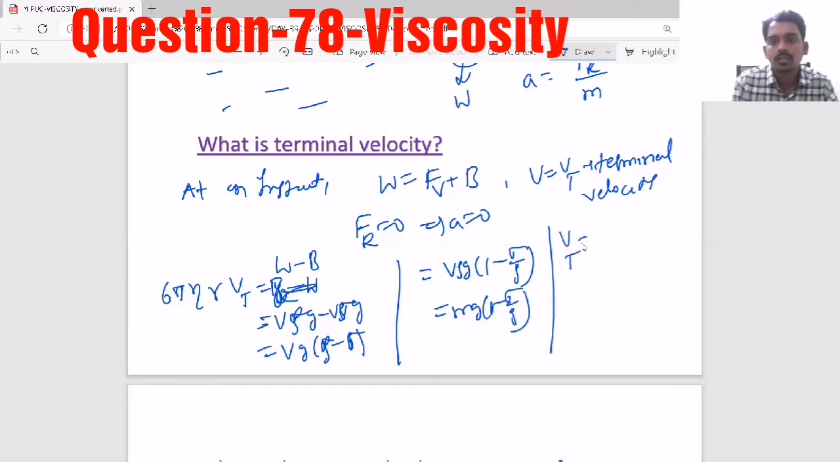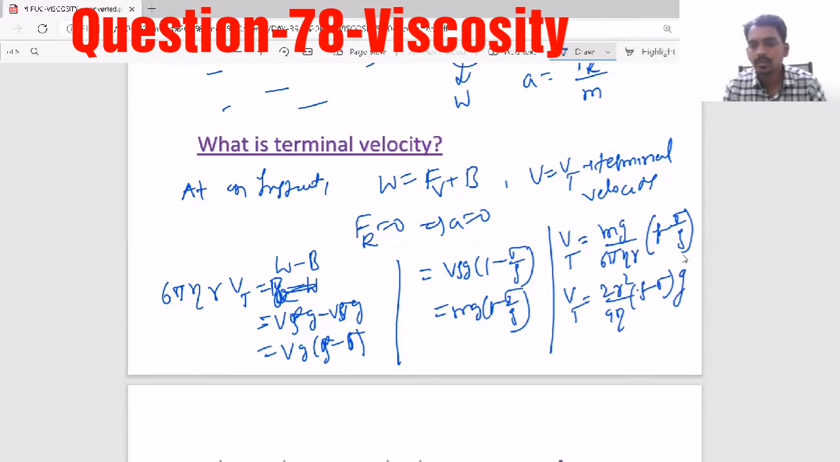So the terminal velocity formula will become mg by 6 pi eta r into 1 minus sigma by rho, or else if you substitute mass as volume into density, 2r square by 9 eta into rho minus sigma into g. So this is how the equation looks for the terminal velocity, based on which they usually ask questions from the viscosity topic. So remember these formulas.